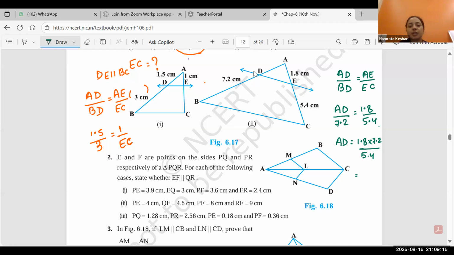See, the numerator 1.8, we need to remove the decimal. Okay, 1.8 is there. We need to multiply by 10 to remove the decimal. Are you getting, everyone? 7.2, to remove the decimal, we need to multiply by 10. And the denominator 5.4, to remove the decimal, we need to multiply by just 10. So in the numerator we will multiply 10 into 10 and in the denominator we will multiply just 10.